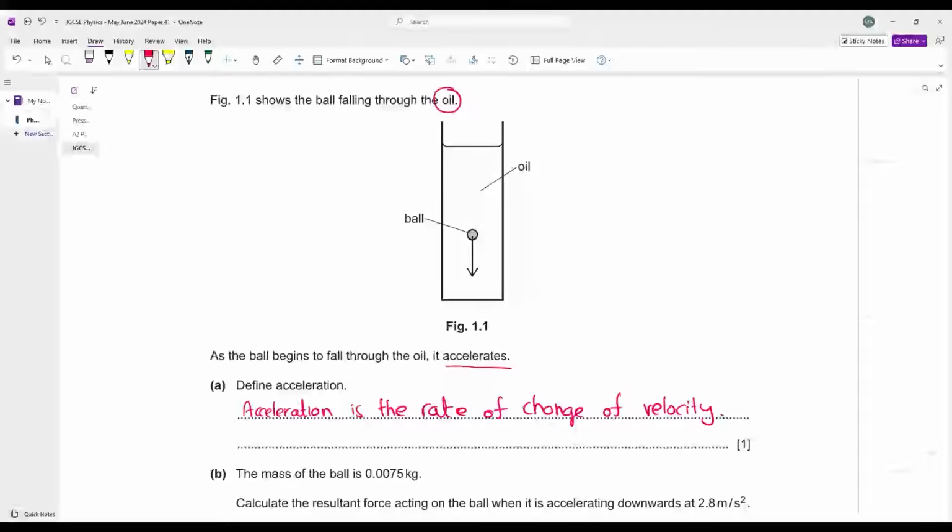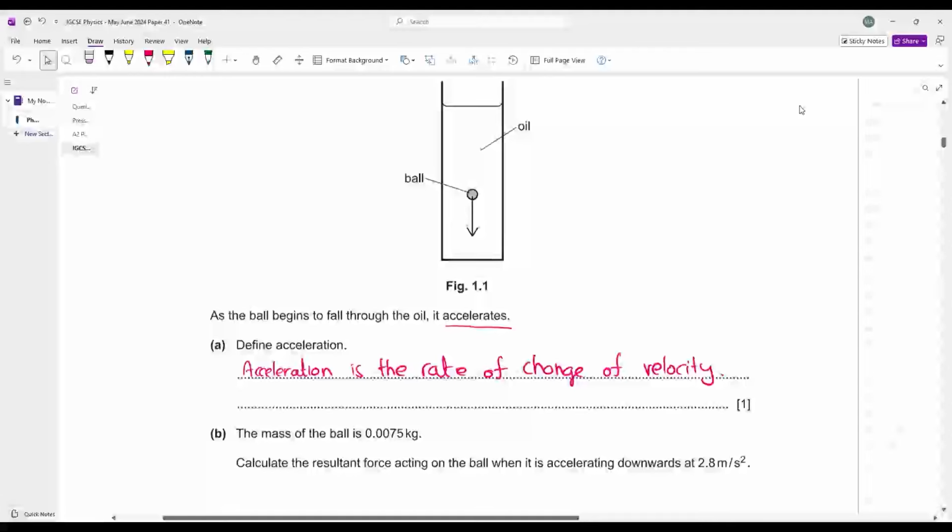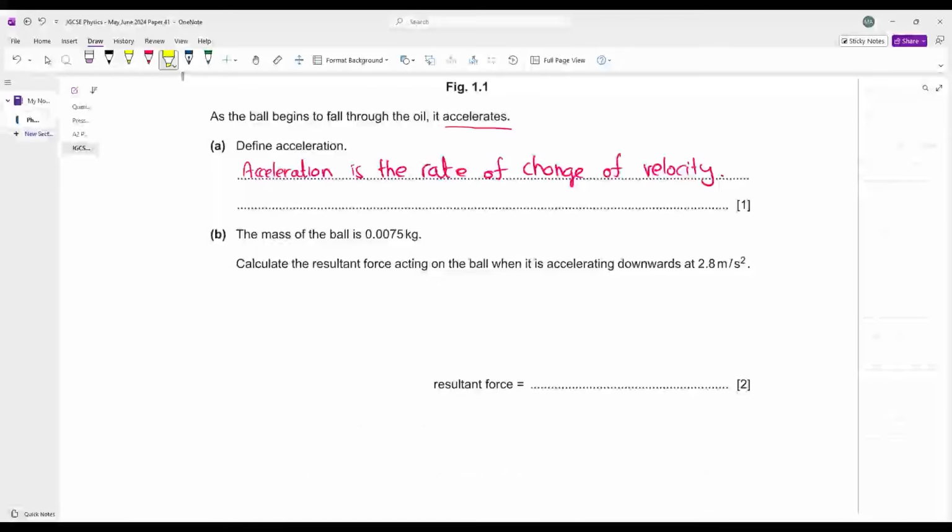Let's further move ahead. Part B. The mass of the ball is this. Calculate the resultant force acting on the ball when it is accelerating downward at a value of this. This is your mass of the ball. This is your acceleration. You have to calculate resultant force. Resultant force is equal to mass into acceleration.